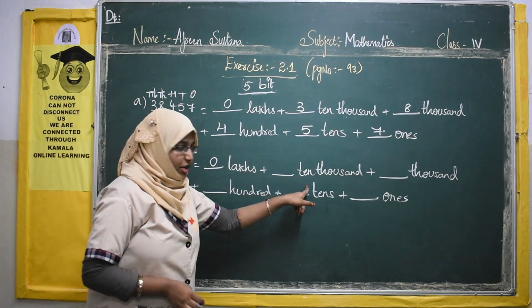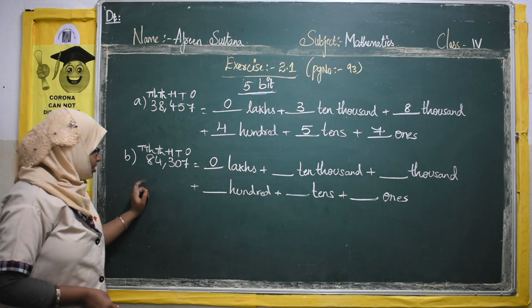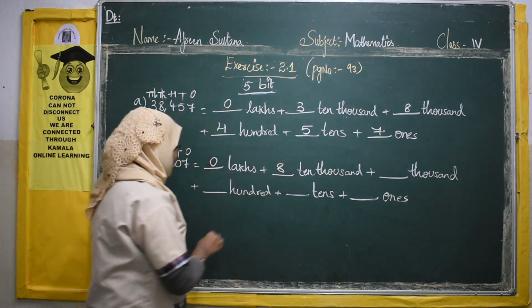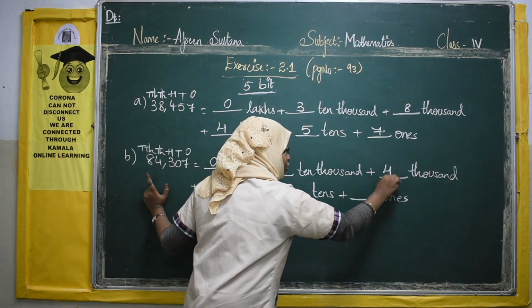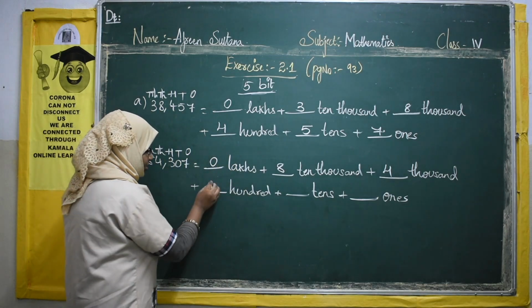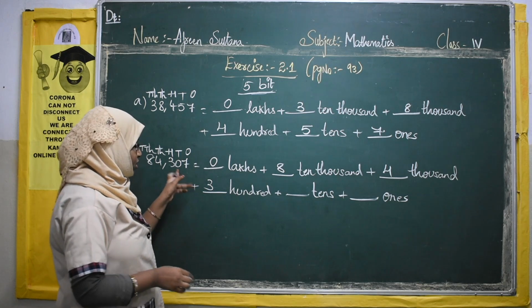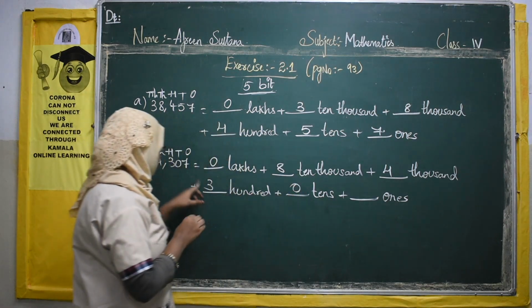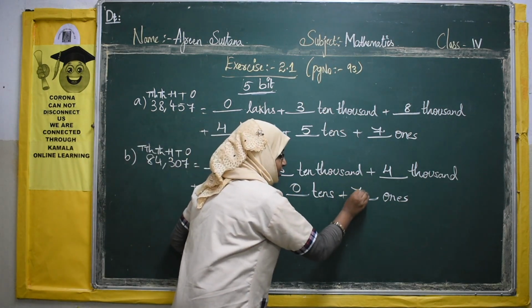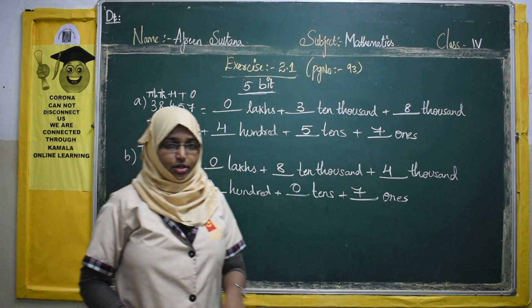Next, in 10,000 place, which digit will go? Yes, you are right, that is 8. Next, in thousands place it is 4. In hundreds place, 3. In tens place, 0. There is no digit, only 0. So we will write 0 only here. 7 in ones place. The last one, C bit, you can try it.